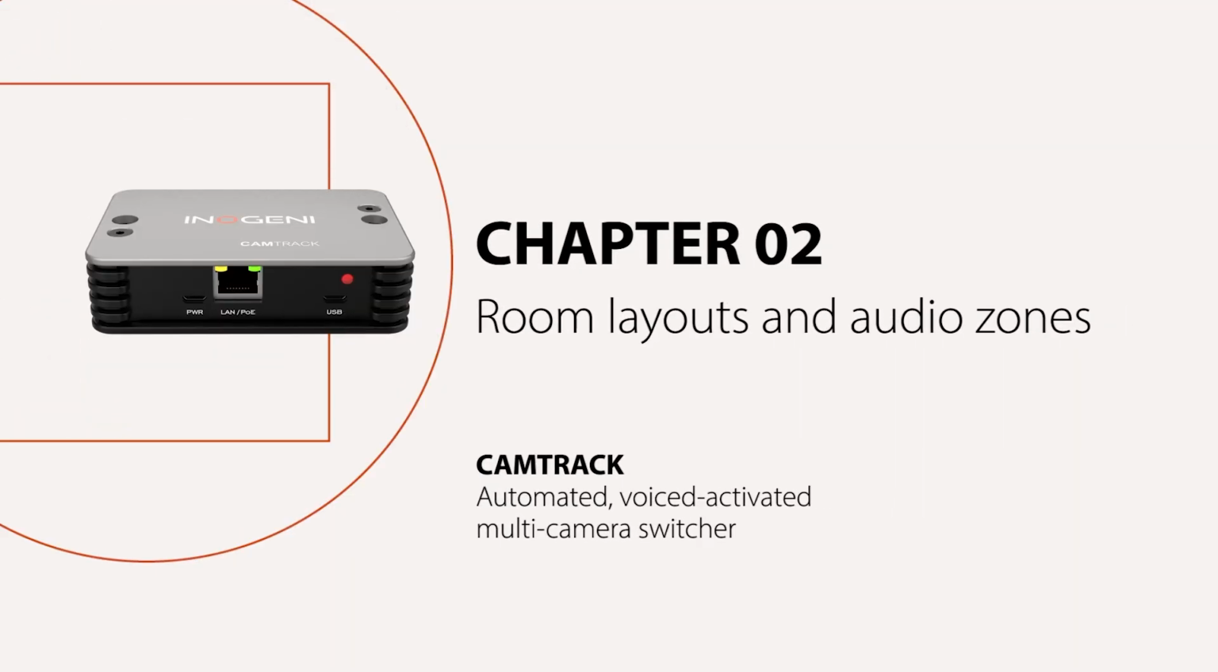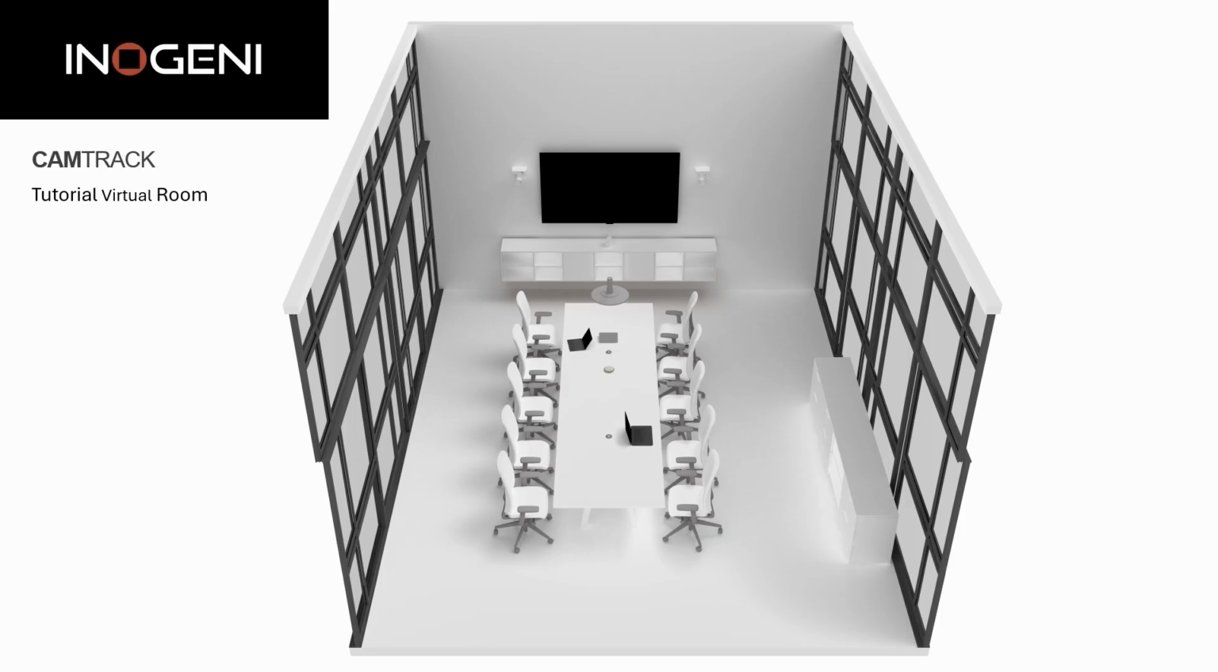Chapter 2. Room Layouts and Audio Zones. CamTrack adapts to a wide variety of room types and sizes. For this demonstration, we are using a virtual room configured as follows: 3 cameras at the front of the room, 1 on each side of the monitor, and a wide-angled camera installed under the monitor. A Shure MXA901 ceiling microphone, and 11 zones representing the chairs.